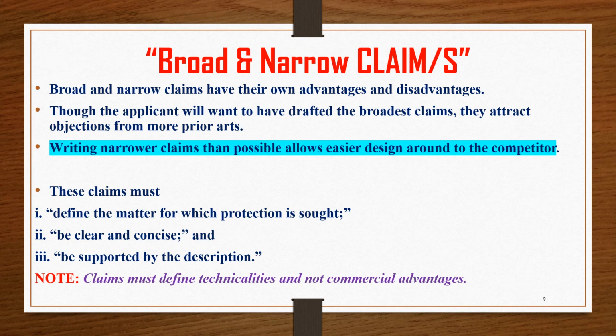or demerits. Next, we can say the claims must, point number 1, define the matter for which protection is sought. Point number 2, be clear and concise. And point number 3, be supported by the description. And one thing you must remember, friends, claims must define technicalities and not commercial advantages. Just remember the statement very carefully. That's why I have given it here as a note.